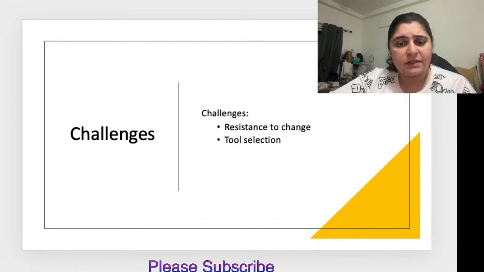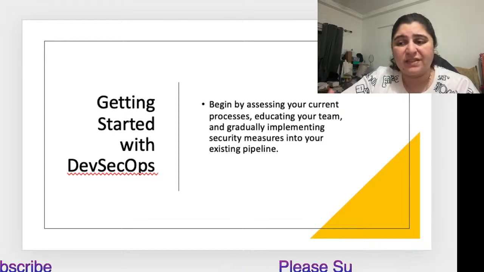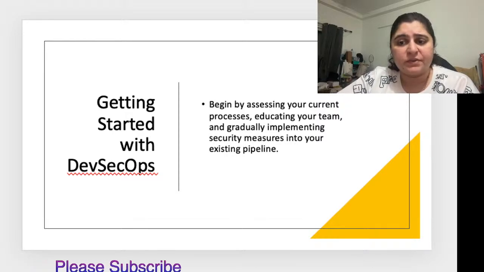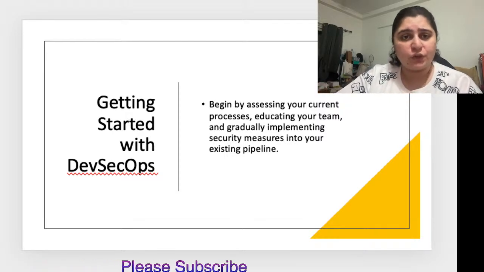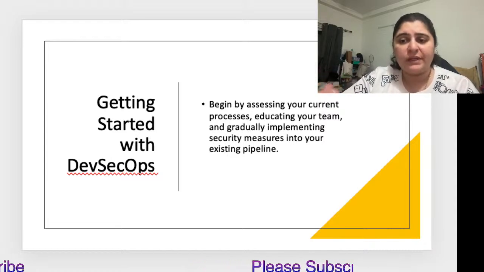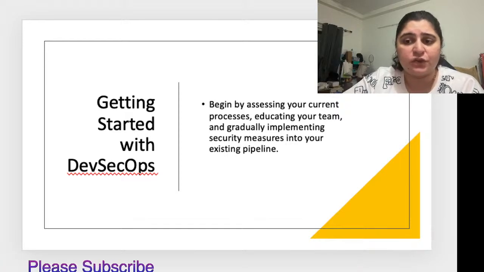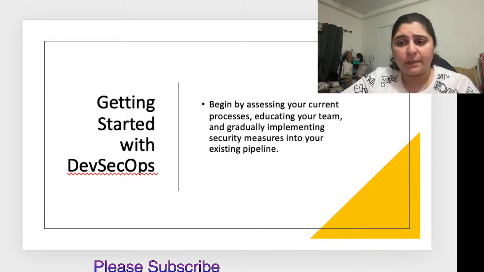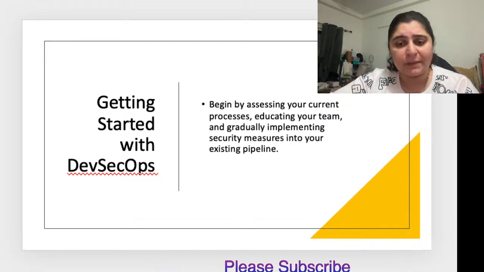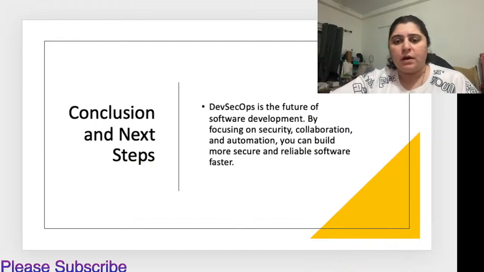Getting started with DevSecOps now, if you are an organization who is just getting started, then I would recommend that you first assess your current business processes, educate your team on what is DevSecOps, and then gradually over a period of 6 months, 8 months, 12 months, depending on your organization size, I would recommend to implement security measures into your already existing pipeline with the help of your employees.